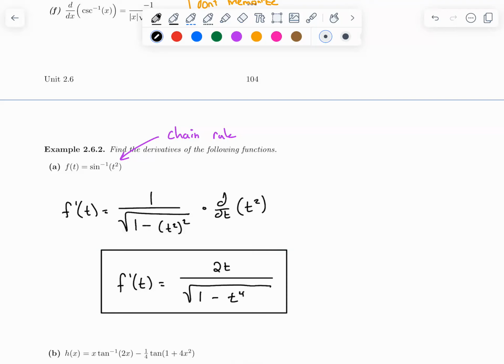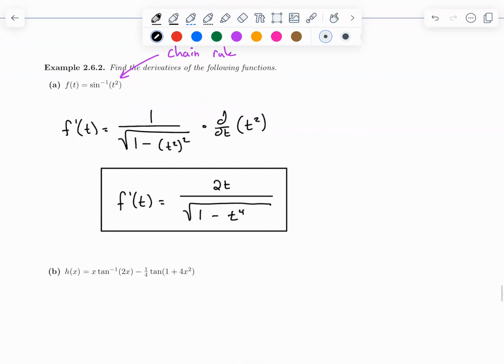Inverse trig will have a decent role in 182, specifically with integration, which we'll get to at the end of the semester. But these things do come back. This next one is definitely to throw you off a little bit. There's an inverse tangent and a regular tangent.